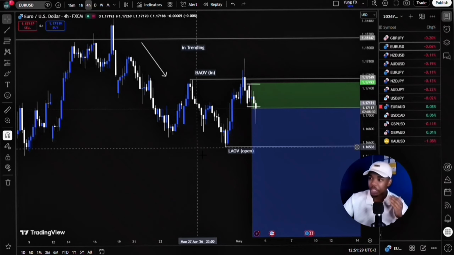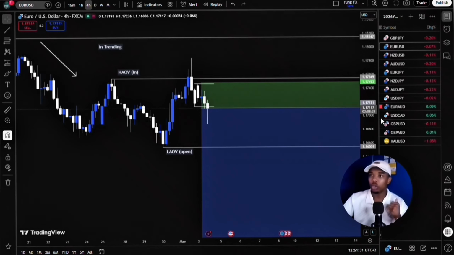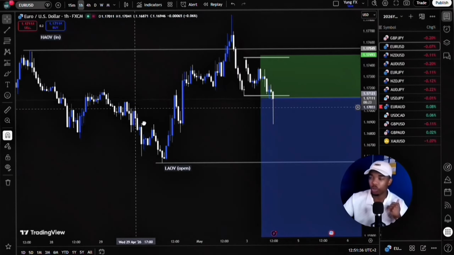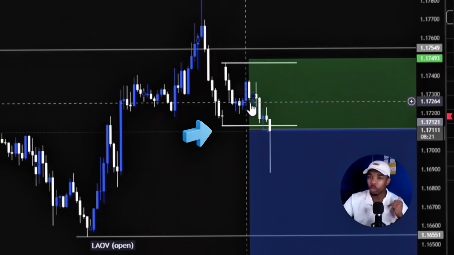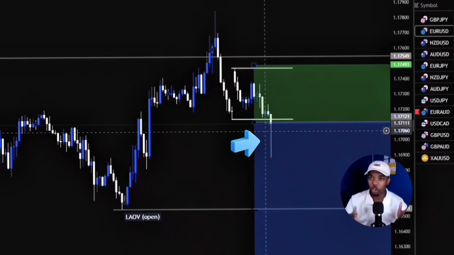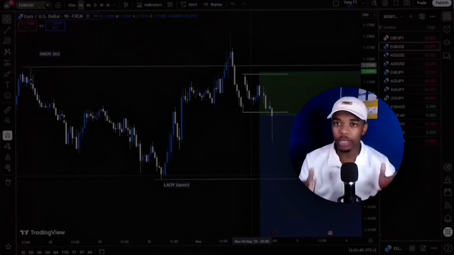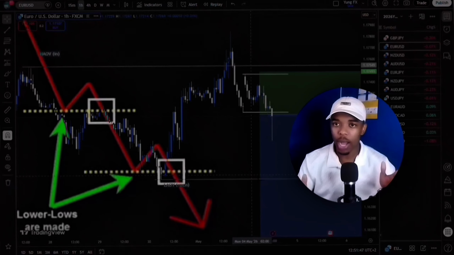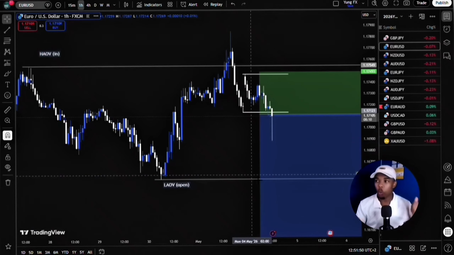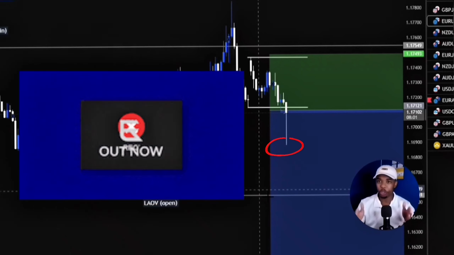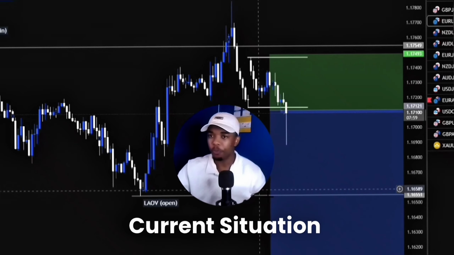But then how did I catch this entry? Simple. On the 1 hour time frame, you can clearly see price was consolidating over here and broke this low. And when price broke this low, it's telling me price is attempting to make lower lows. And we know in a downtrend, price does what? Lower highs and lower lows, lower highs and lower lows. What I was looking for was confirmed by the breakout. When I got the breakout, I immediately entered the trade, and a few minutes later, price rejected. And that's our current situation.